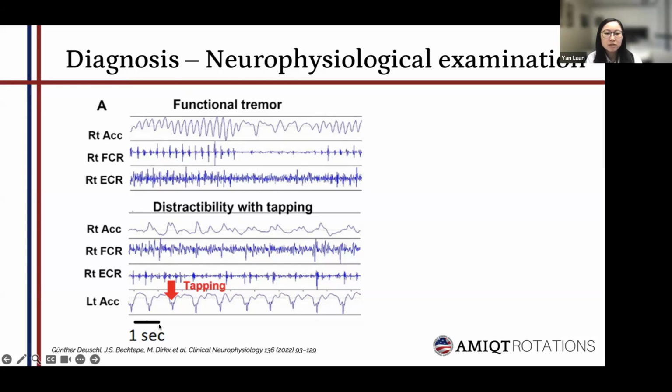And when the patient is asked to tap with the left finger, here it shows the left finger movement using accelerometry. So the patient taps the finger at a certain frequency, and we can see the muscle contractions change on the right side, and the muscle bursts and the tremor movement. The frequency changes to match the one on the left side, that is, the tapping frequency.